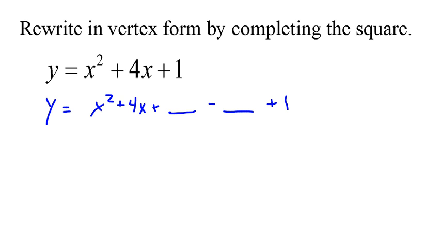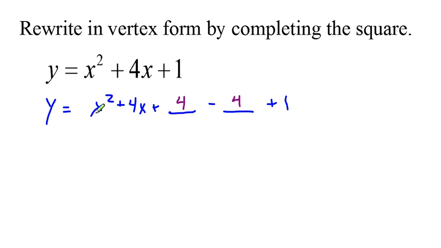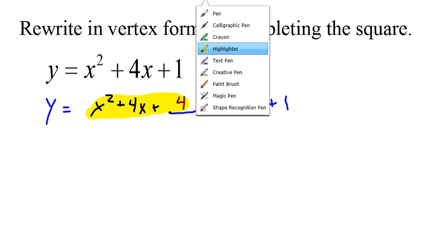So in this case, I'm going to say, okay, half of 4 is 2, 2 squared is 4. So I'm going to add 4, but in order to balance it out, I'm also going to subtract 4. Now you might feel like we've done nothing, but what this allows me to do is rewrite just this portion as a perfect square. So let's go ahead and do that.